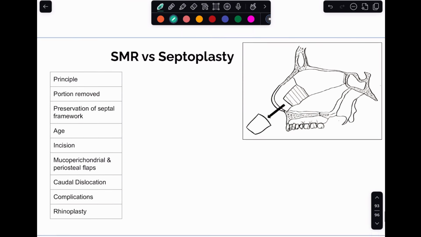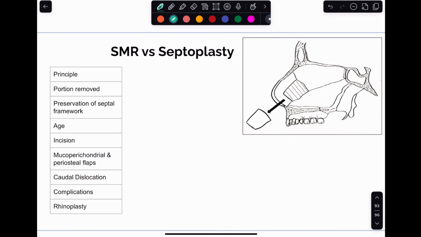So next, this brings us to a very important question, which is: what is the difference between SMR and septoplasty? Septoplasty we have just discussed. If we had to tell you a little about SMR, it is a more radical procedure where we remove a big part of the septum, almost the whole septum, with very minimal support left at the caudal and dorsal strut area.